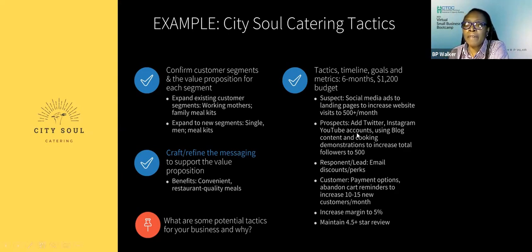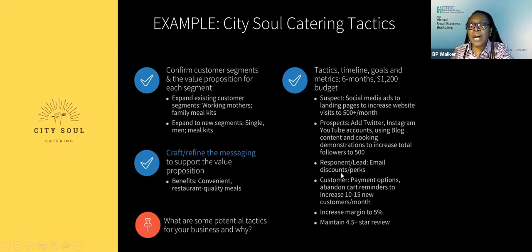At the prospect level, we'll say, hey, it doesn't cost to add a Twitter account or Instagram account or YouTube account. And so we're going to start the blog and use that same blog content on all of those platforms so that we increase our followers to 500. And those who end up following or submitting their emails for a newsletter are going to get special discounts or perks. So that gives me a reason to engage with them.